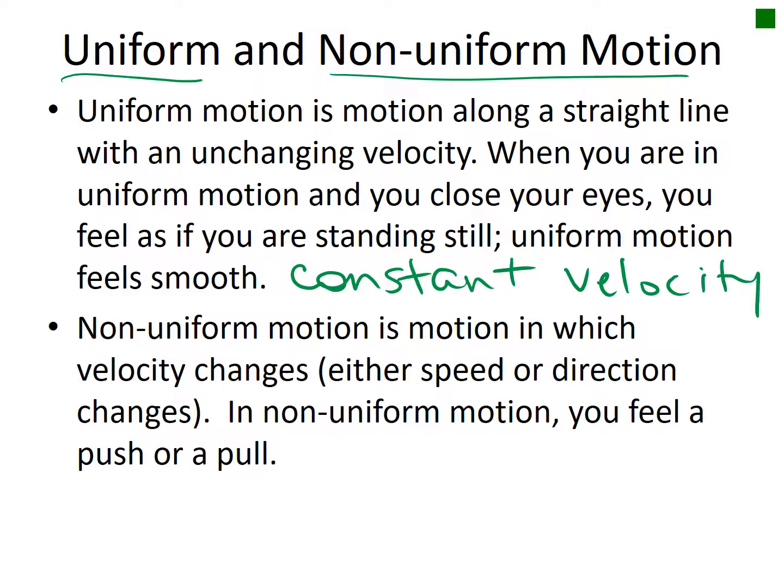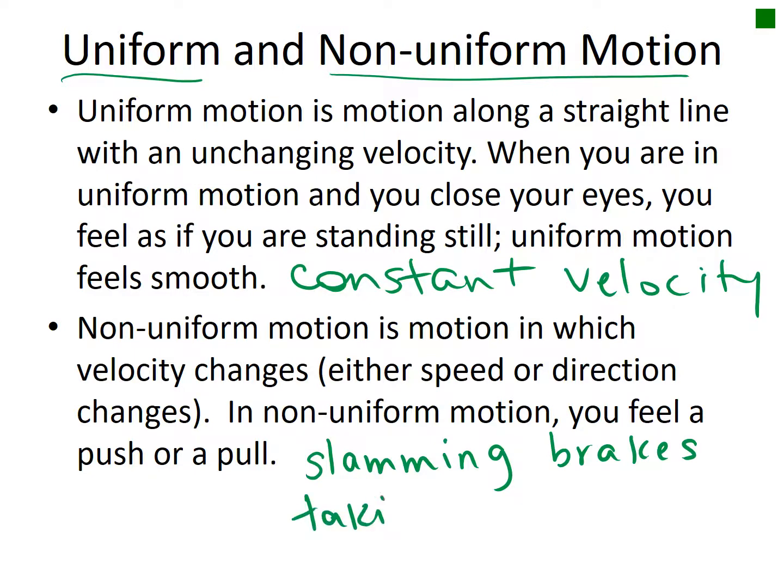Okay? Non-uniform motion is motion in which velocity changes. The velocity could change in speed, going faster or slower, or in direction. So in non-uniform motion, you feel a push or a pull. Things like slamming on car brakes, that is non-uniform motion. Taking off in an airplane, that's non-uniform. In both of those examples, you feel something happening.